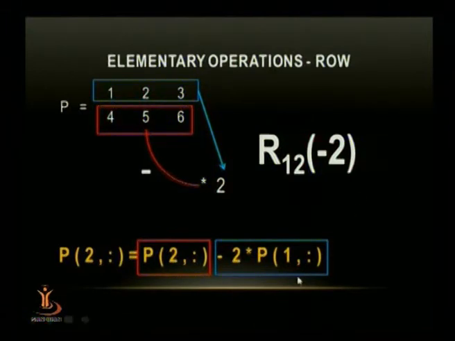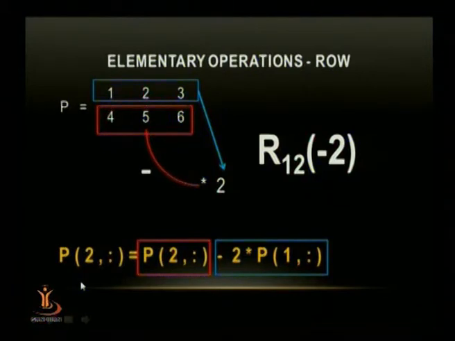That's what I do. I extract row 1, P(1,:), so all columns of row 1. I multiply that with minus 2 and I add it to my second row, that is P(2,:), all columns of the second row, and I write it back in the space of row 2.